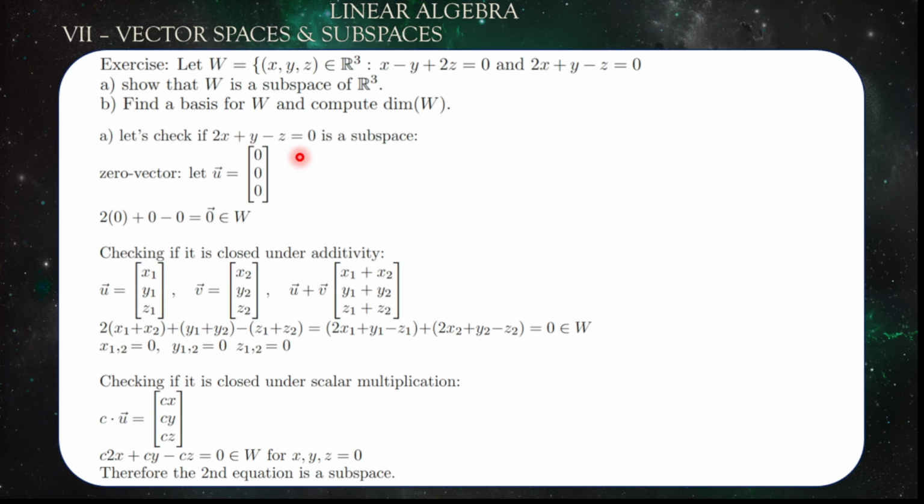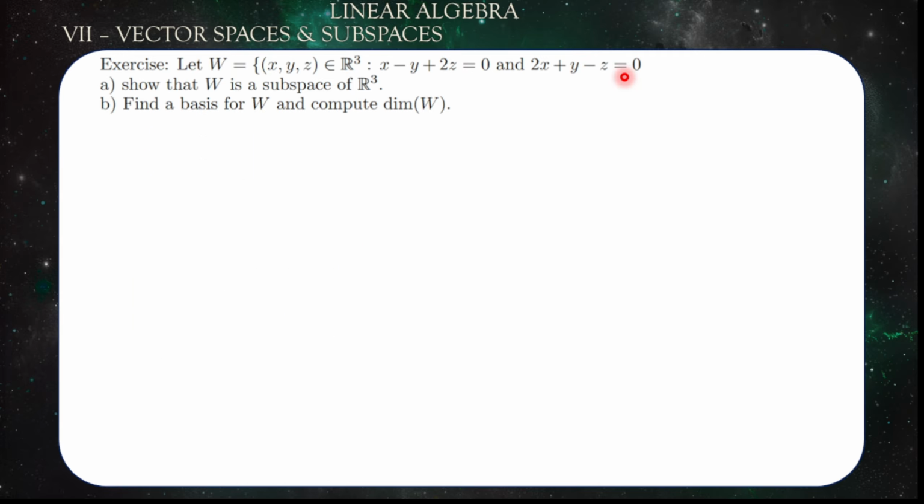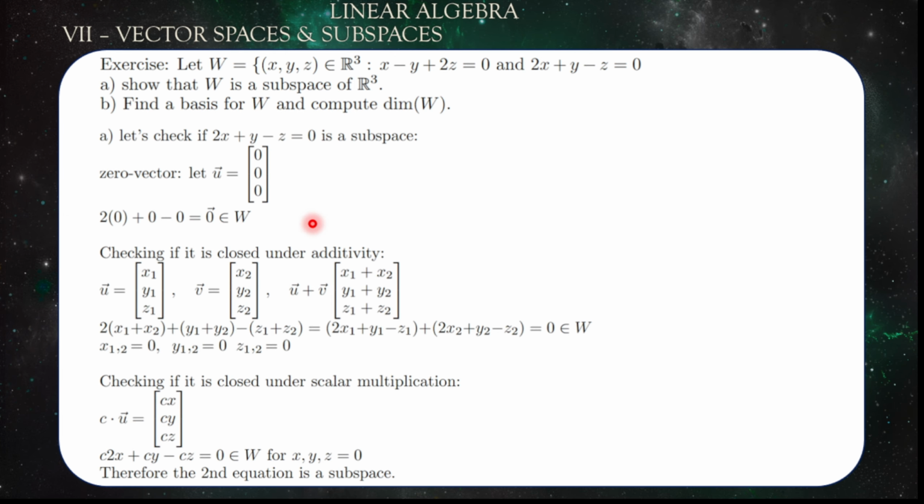Now let us check if the second equation is also a subspace. Okay, so you have 2x plus y minus z is equal to 0. Is it a subspace? What are the three conditions needed? First, the zero vector should exist. Then it should be closed under additivity within W, and also closed under scalar multiplication. So let's check the three premises.